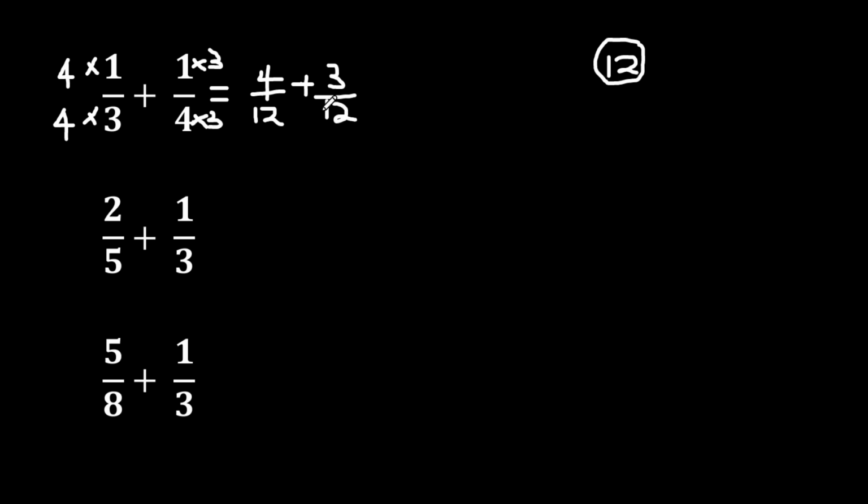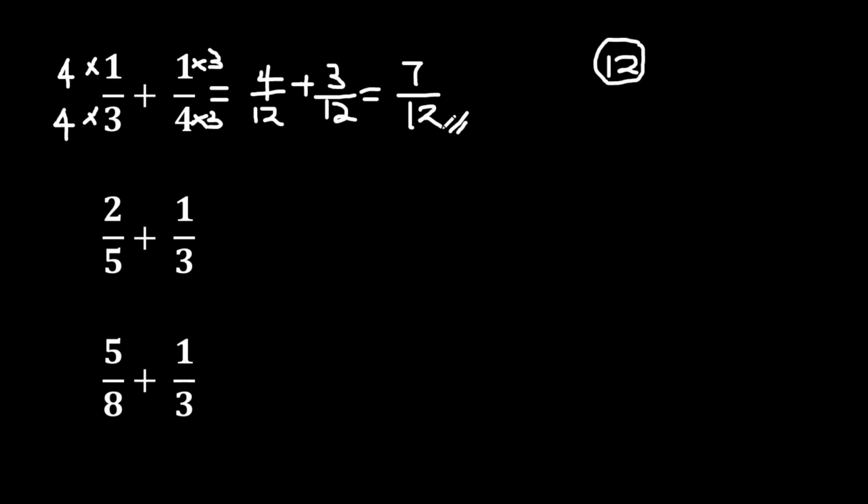Now, the next thing we need to do is keep our denominator and just add the numerators. So we'll keep the denominator, which will be 12, and then we add the numerators. So we'd have 4 plus 3, and 4 plus 3 should give us 7. That's for the first question.